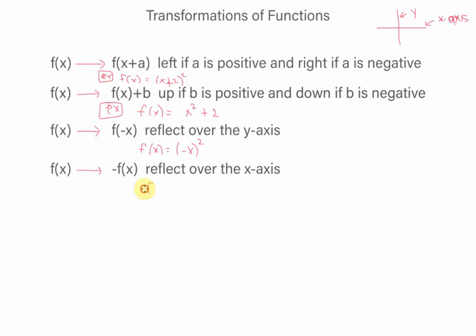So now if we have f of x equals x squared, and we take the negative of this entire thing, then this is going to reflect it over the x-axis. Let's look at what each of these graphs look like for our examples. That helps you see how these are moving around the graph as well.